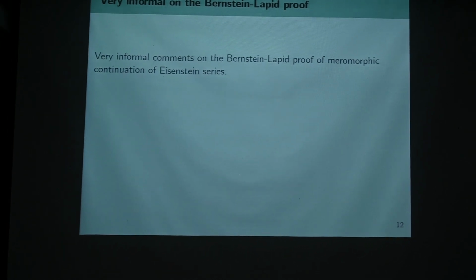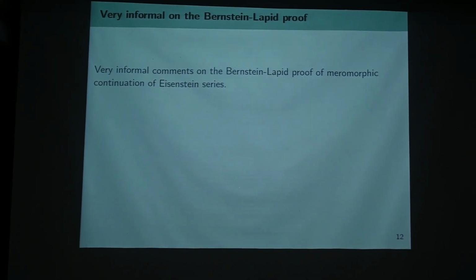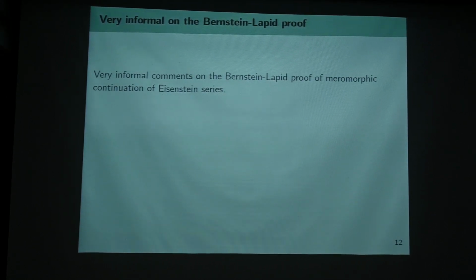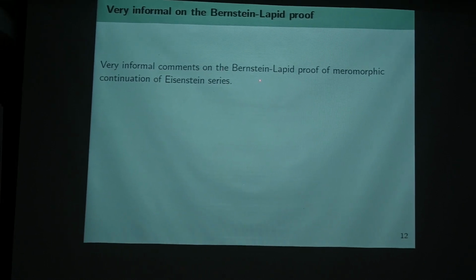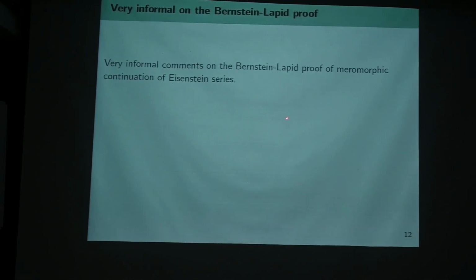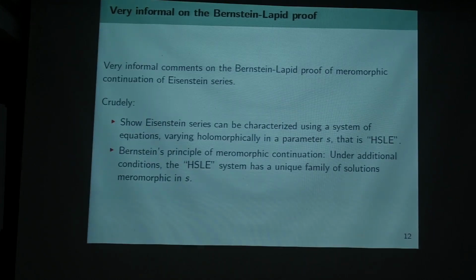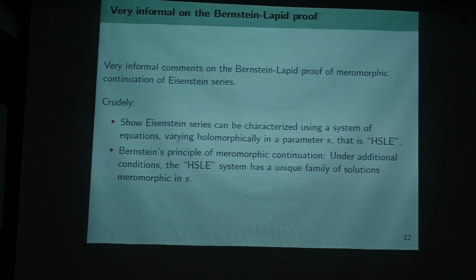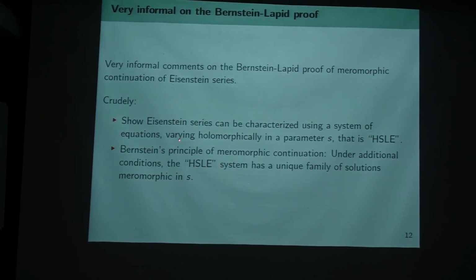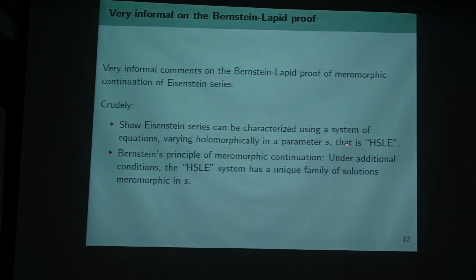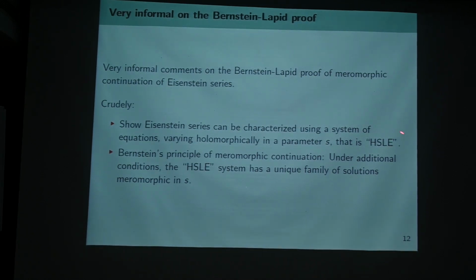Okay, so hand waving is not enough to describe what I have done so far. But now I'll make some very informal comments on the work of Bernstein and Lapid about how you meromorphically continue Eisenstein series. So crudely, this is what they do. Crudely, they show that Eisenstein series can be characterized using a system of equations varying automorphically in a parameter S. So this should be ignored, okay?